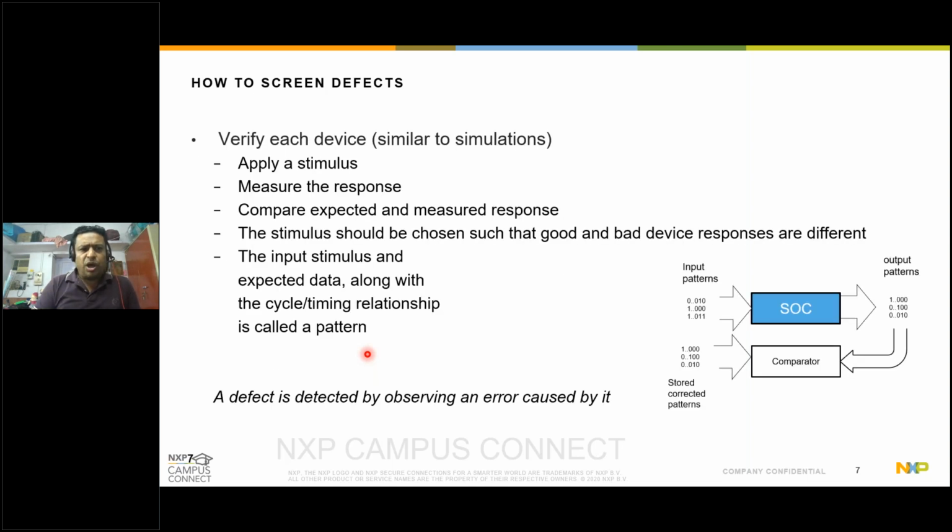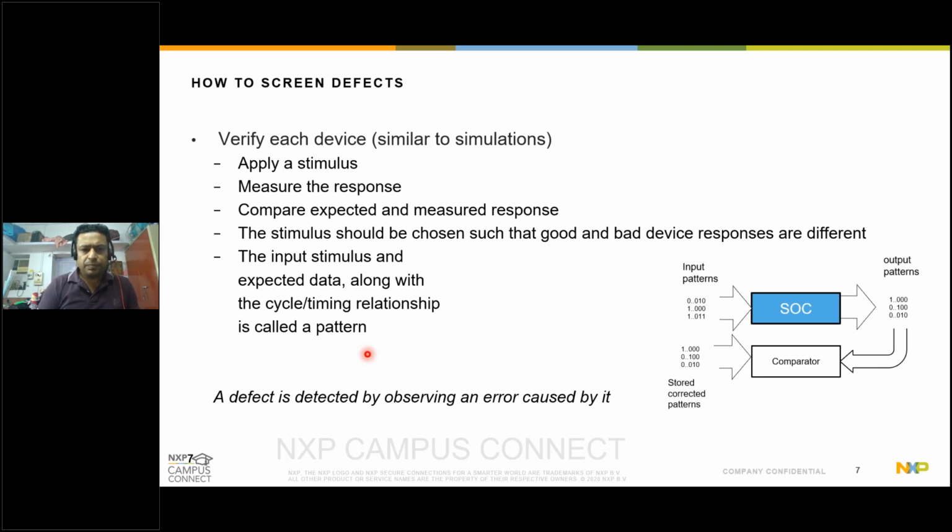Okay, so how do we screen these defects? We have already understood why it is important to identify and screen out the defects. The process to screen out the defects is very similar to how you verify your design. Basically, you apply a stimulus, you measure the response, and then you compare that response to the expected response. Any defect present in your design will cause an error condition, and your expected response will not match the actual response.